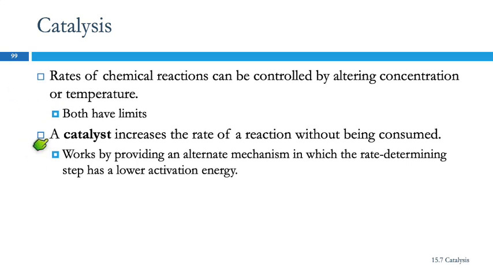A catalyst increases the rate of a reaction without being consumed. And the way it works is it provides an alternate mechanism where the rate determining step has a lower activation energy. It's just an alternate pathway to get to the same place, but requiring lower energy, and so it's faster.